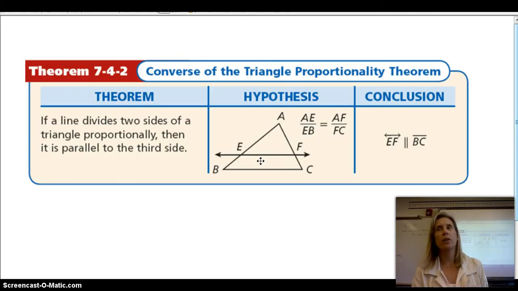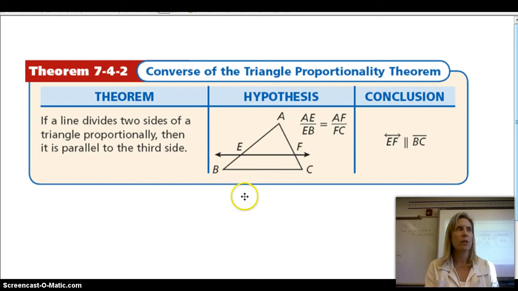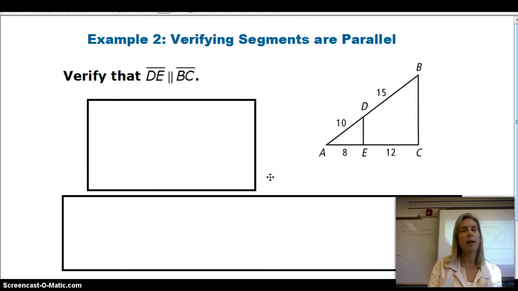Good. So here's the converse, which you already predicted. The converse of the triangle proportionality theorem states that if a line divides two sides of a triangle proportionally, it is parallel to the third side. So here's a way we can prove something parallel, which then we can use angles, corresponding angles or whatever, alternate interior, same side interior. Okay? So this looks as though DE is parallel to BC.